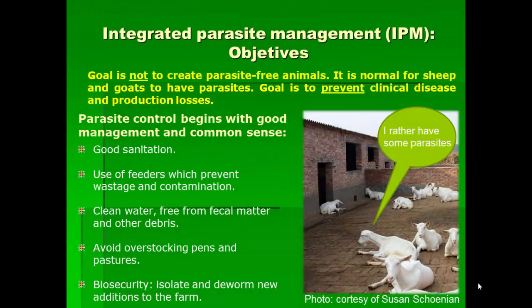Now, as a reminder, any good management program should always start by doing some housekeeping duties, cleaning practices to have good sanitation, use of feeders which prevent wastage and fecal contamination, having clean water free from fecal matter and other debris, avoid overstocking pens and pastures, and finally applying some biosecurity measures like isolating and deworming any new additions that you bring into the farm.